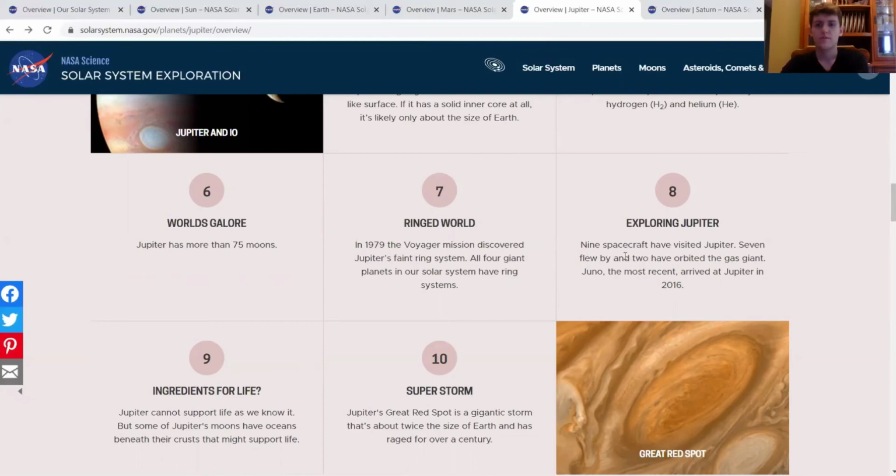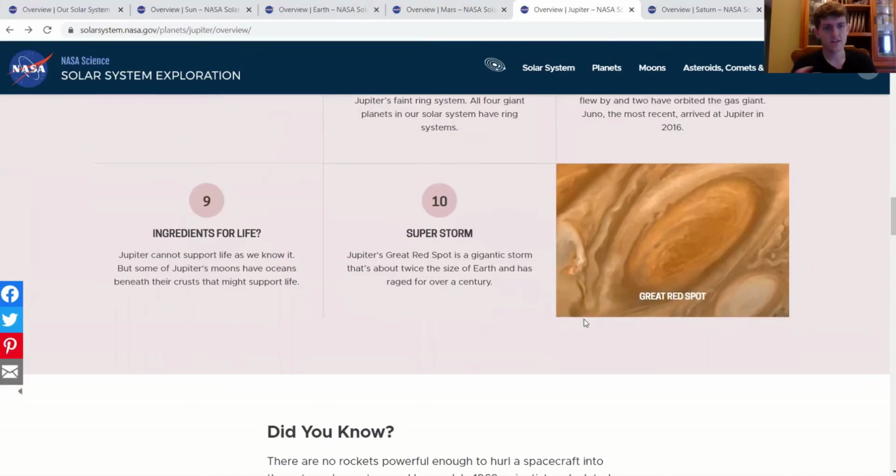Now, exploring Jupiter. 9 spacecraft have visited Jupiter. 7 flew by, and 2 have orbited the gas giant, Juno being the most recent, which arrived at Jupiter in 2016. So, ingredients for life? Jupiter cannot support life as we know it, but some of Jupiter's moons and oceans beneath their crust might support life. That's pretty interesting.